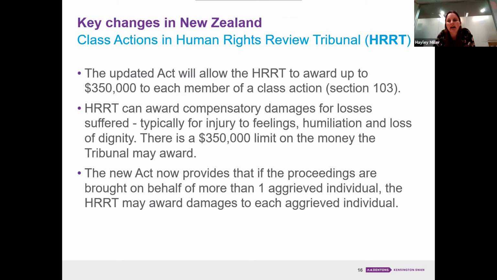And there have been, in the past, a number of damages. None have really gone up to the 350K mark, which is where they could go. But certainly around that sort of the 50 to 100, you do often see damages awarded, often for hurt and humiliation, often in the employment context, but also in some other contexts as well. They've made it very clear that actually you can now bring a class action to the Human Rights Review Tribunal, and that each member could claim up to $350,000 in that space. So it's a very clear indication.